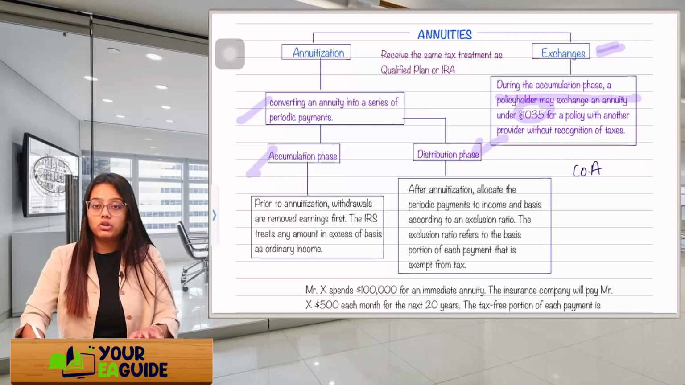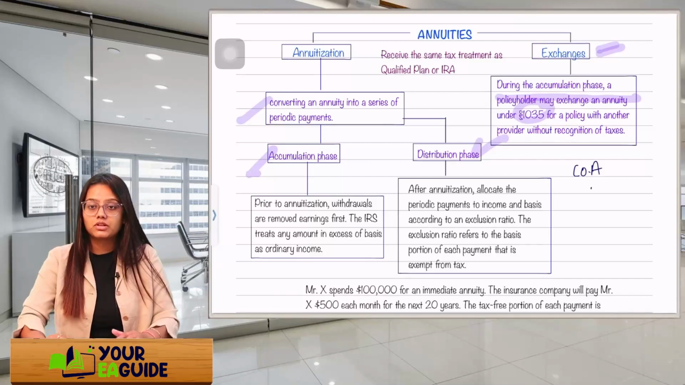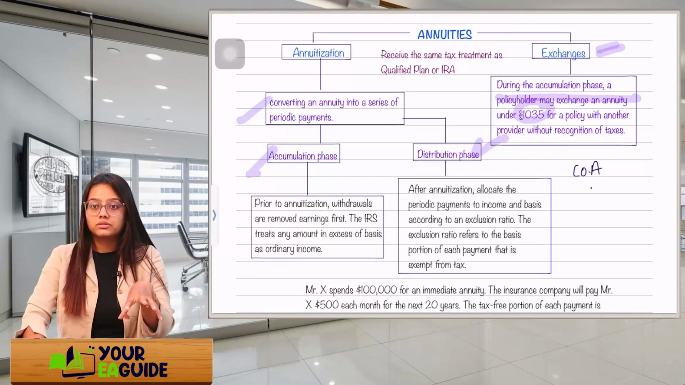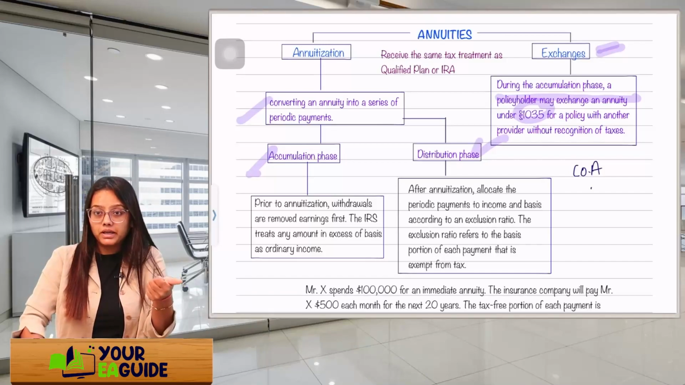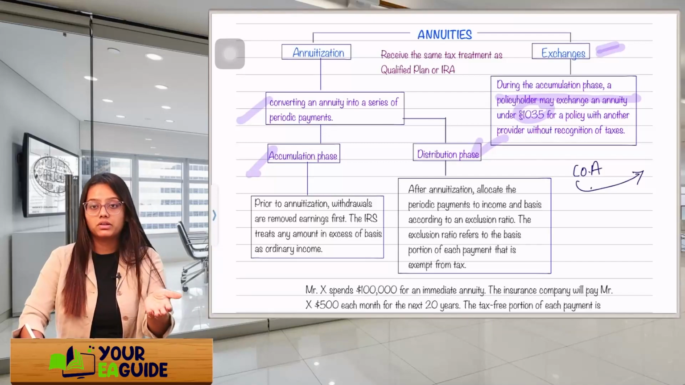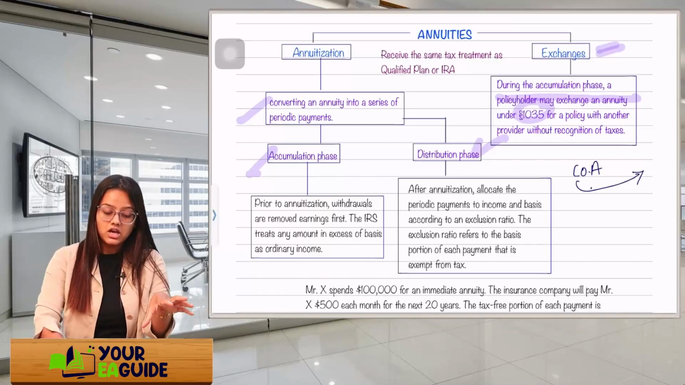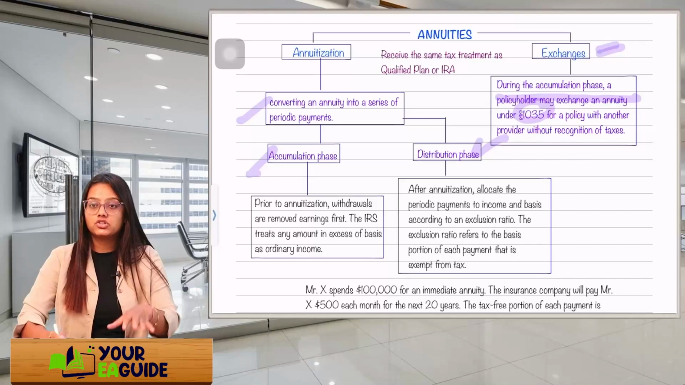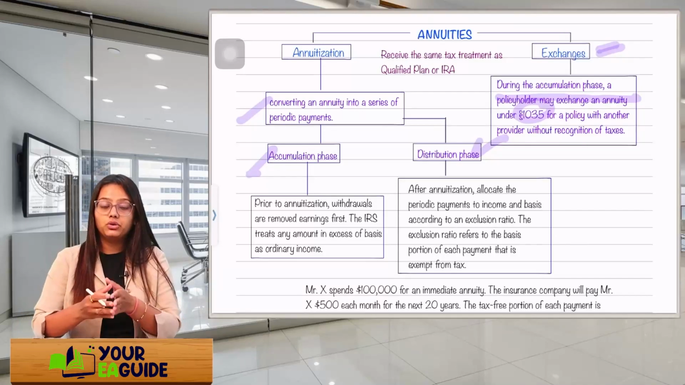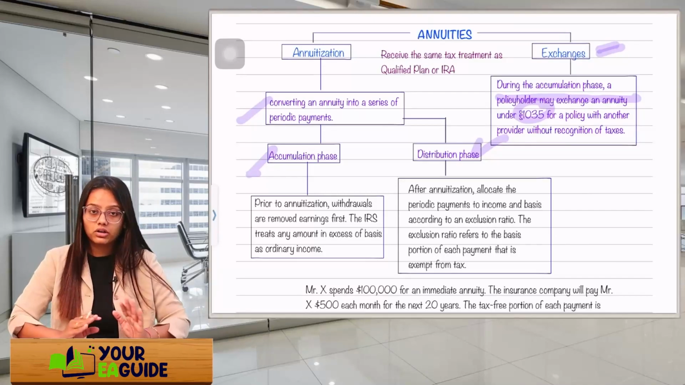Now if I want to change this company, if I want to change it, I can easily change the company to some other company without paying any taxes. So this is called an exchange. Okay, exchanging our company during the accumulation phase only. I'm not talking about the distribution phase.